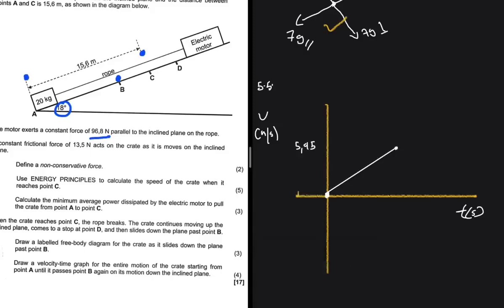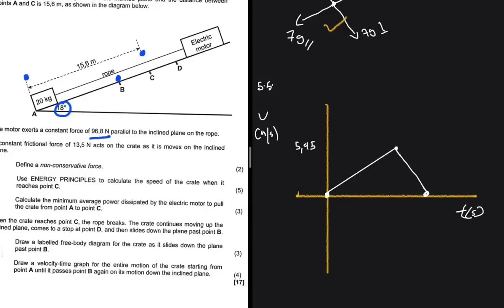The rope breaks, and when the rope breaks, we no longer have that force that is pulling our object, but our object will go up for some time before it reaches a VF of 0, right? As it is going up, its velocity is decreasing until it reaches 0. So let's see if we can indicate that in our graph. It decreases until it reaches V equals 0.